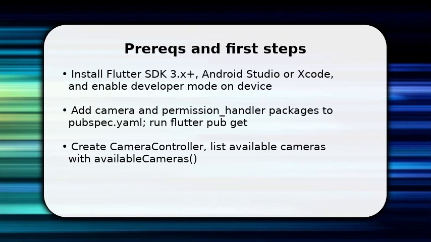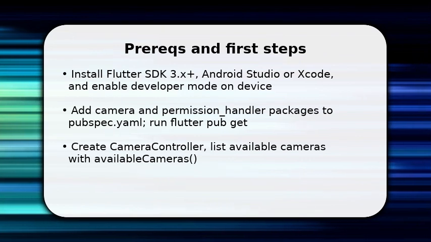You start by confirming prerequisites. Flutter SDK and platform tools are installed, and a physical device or emulator is ready. Next, add the camera and permission handler packages in pubspec.yaml and run flutter pub get.